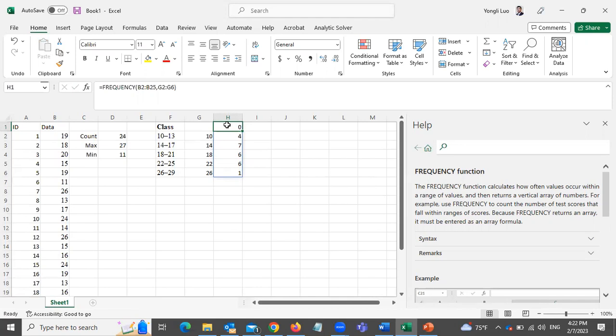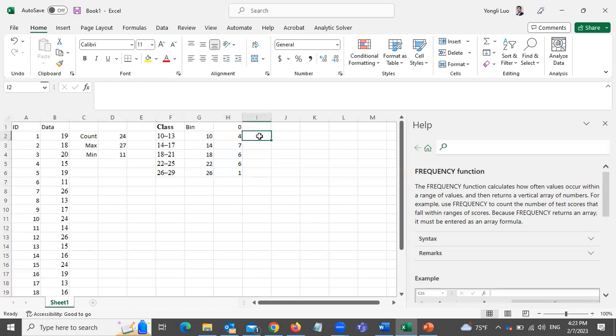Why did you put 10, 14, 18, 22, 26? Oh, that's the first number starting that group. So 10 is between 10 to 13. Can you write on the top of the bin, this bin number? Yeah, this is the bin, and that's the frequency, right? So then you have the total.